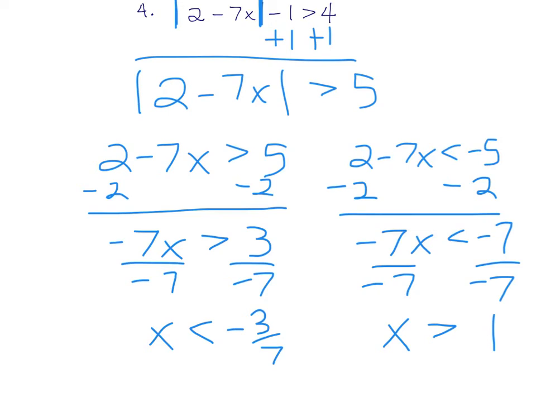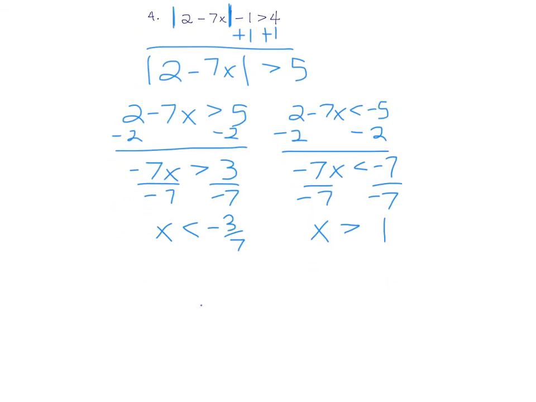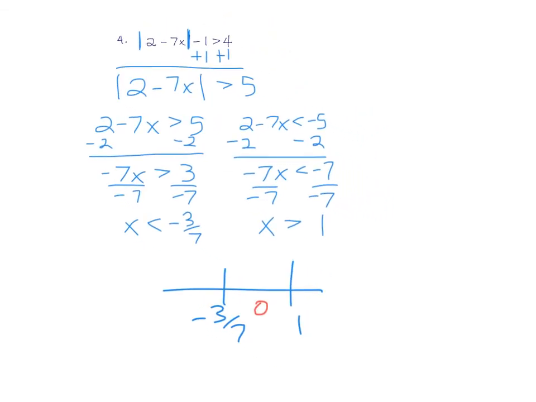And now again, you can do your test point or graph it, whichever method you want to use in order to come up with your interval notation. So if I did the test point, negative 3/7 here, positive 1 here. I see my 0 is located in the middle.